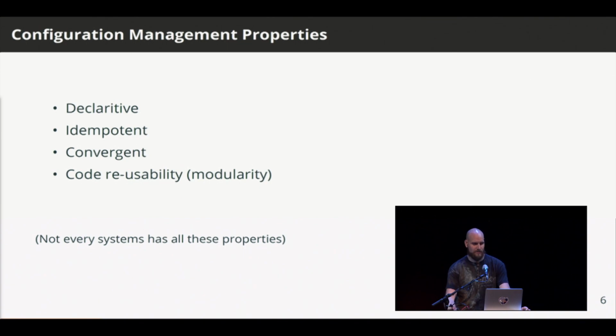Some of them are convergent, which means that you can declare the state, send the state to the device, and then the device will get into that state in a few steps. Might not be immediately. And one of the most important things is the modularity or code reusability, where you can share certain modules for installing certain things. We have Ansible modules for PowerDNS that we distribute, and it's easy for anybody to just download these modules, use them, and also contribute back, because they're on GitHub as well.